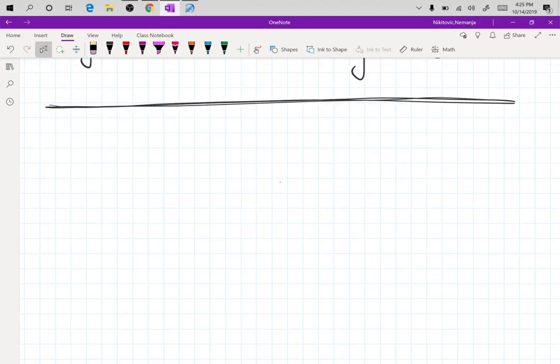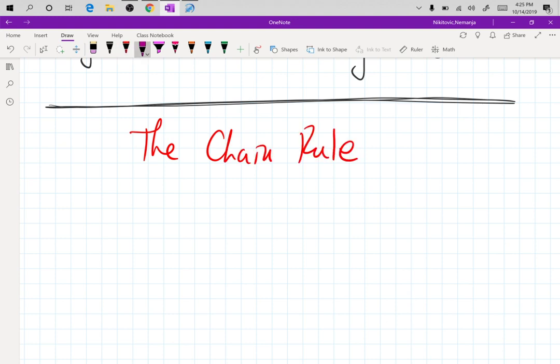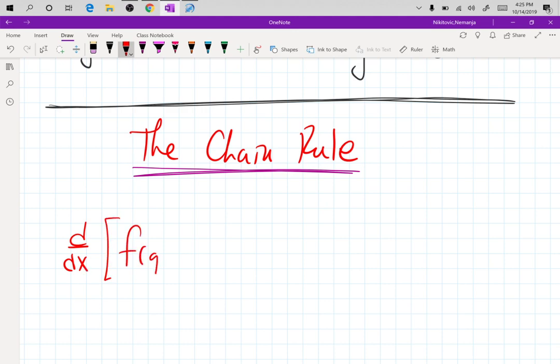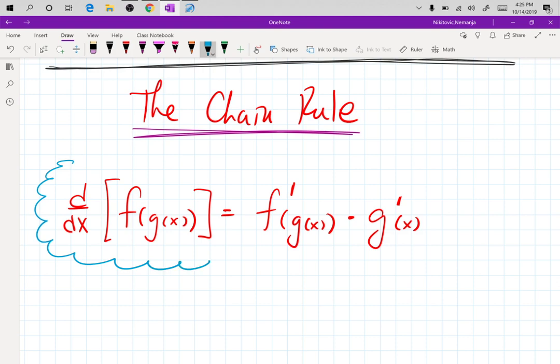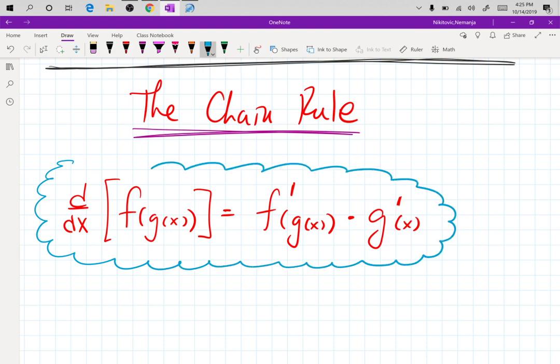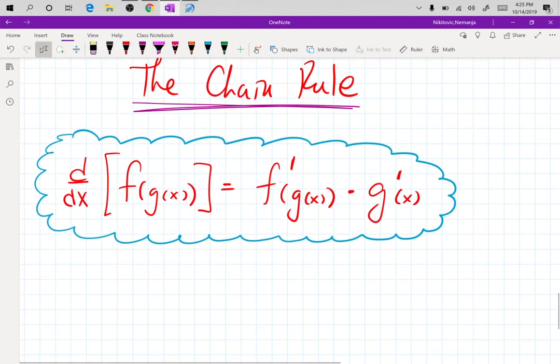Now we can finally take a look at the chain rule. Chain rule formula, which generally looks tough, but the derivative of f of g of x is given as the derivative of f with g still plugged in times the derivative of g. There's another version of this formula which we are going to discuss a little bit later.